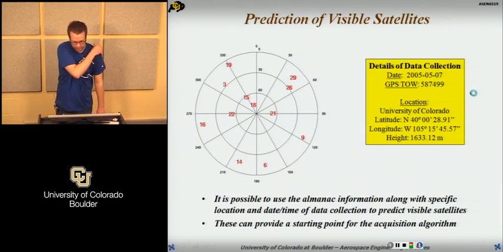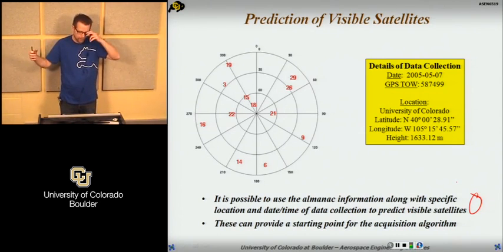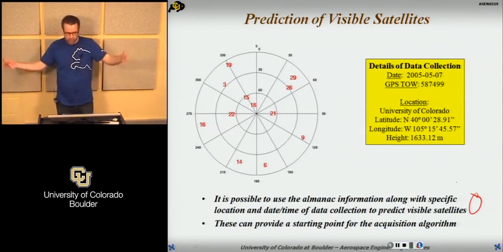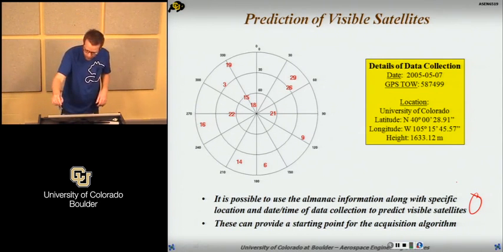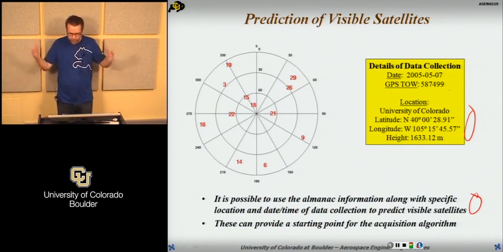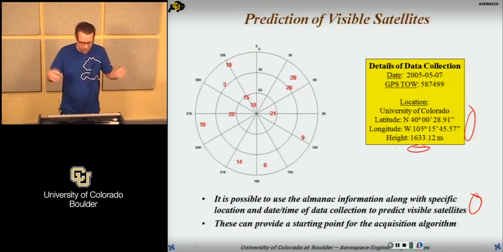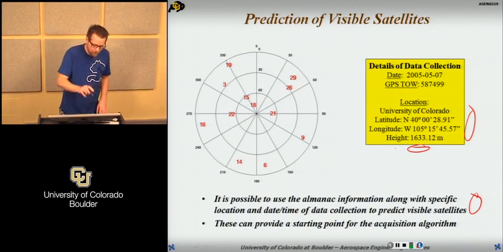And this here is an example of what it could look like. So I talked about the almanac. We get the orbital parameters for all the satellites. We know roughly where we're at this time: University of Colorado, 40 degrees north, 105 degrees west roughly, about a mile over the mean sea level. And this is what the prediction tells us. And this is a sky plot. Those are going to show up later on too, in the last part, when you do the navigation solution, right?